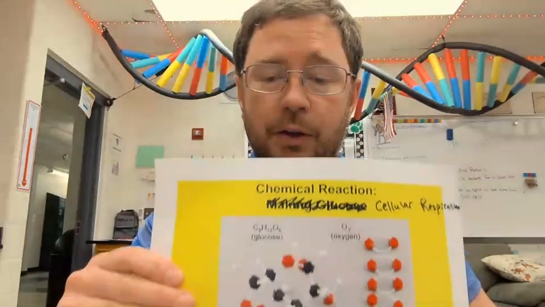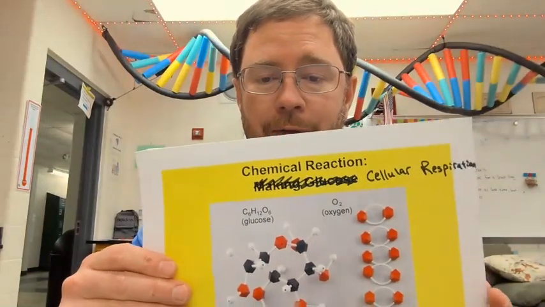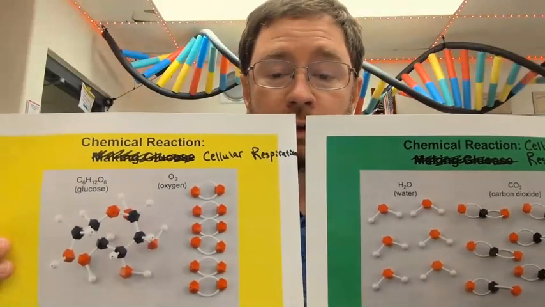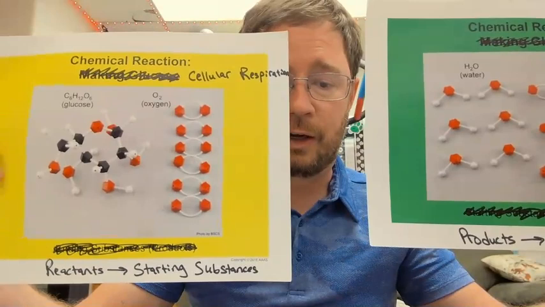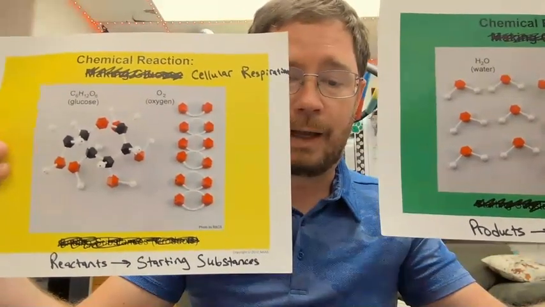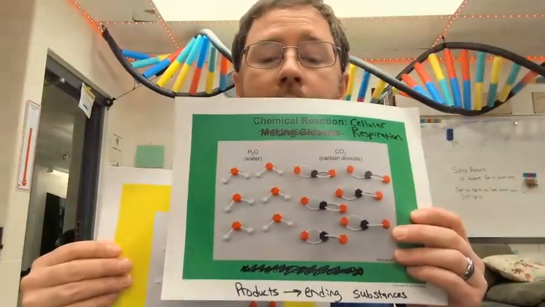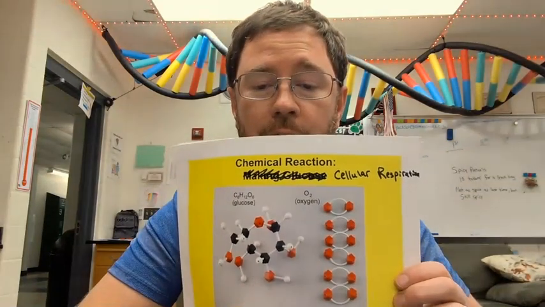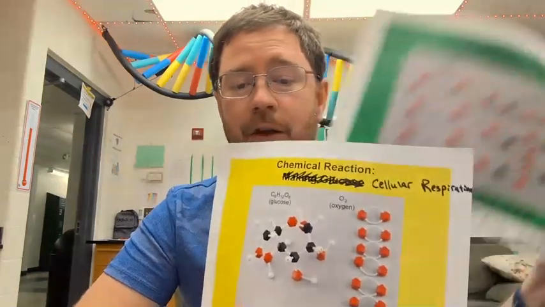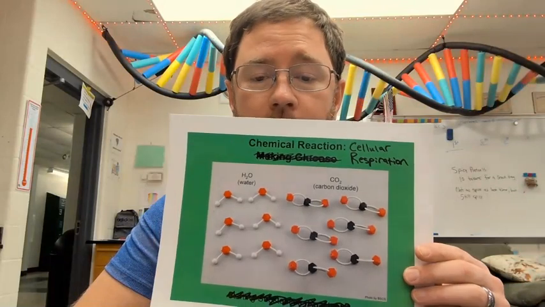So, the reverse of photosynthesis is called cellular respiration. We have the same two cards as in photosynthesis, but here we've just switched the reactants and the products. You can see I crossed it off on the bottom and wrote reactants, and then on the other one, I crossed it off and wrote products, the ending substances. So, instead of starting with carbon dioxide and water and ending with glucose, in cellular respiration we're going to start with glucose and oxygen, and we're going to react them to form carbon dioxide and water.